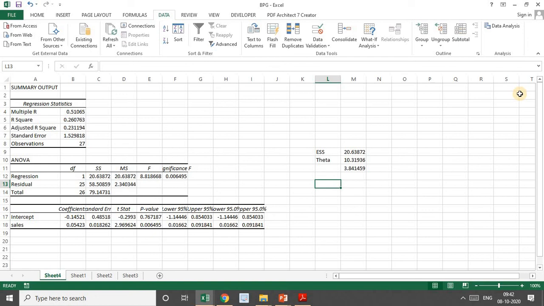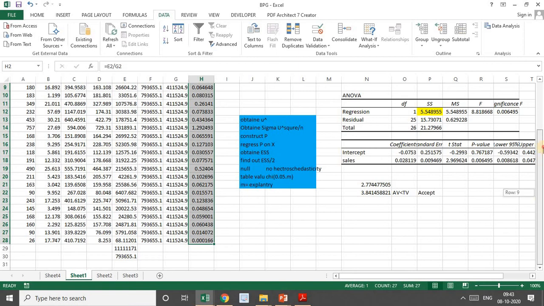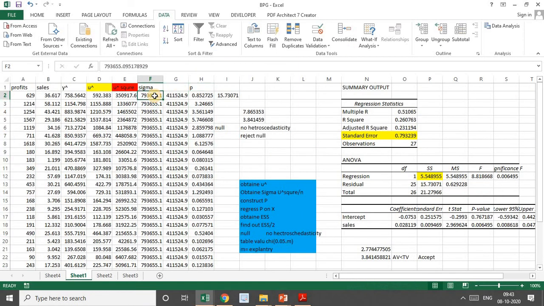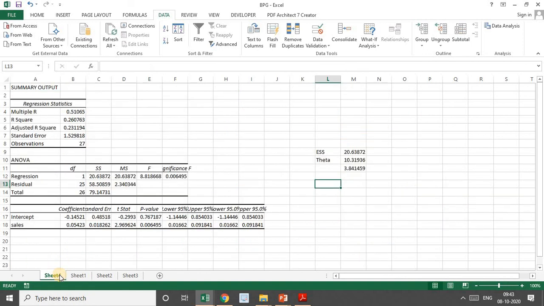Okay, so here we have to reject the null hypothesis. Okay, so the earlier method, this method was wrong because the sigma was wrongly selected. Okay, so actually sigma is not 79 something, but it is 41 something. Okay, so when I rectify this problem, then I am getting 10.31 as the theta. Okay, then 3.84 as the table value.